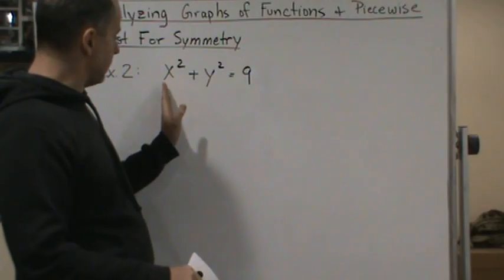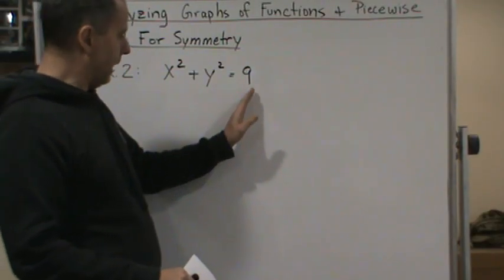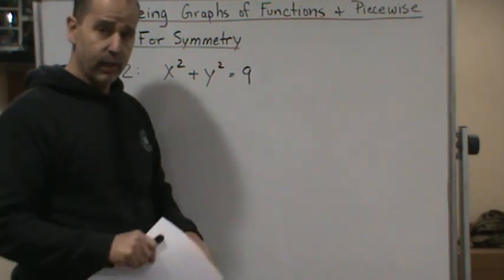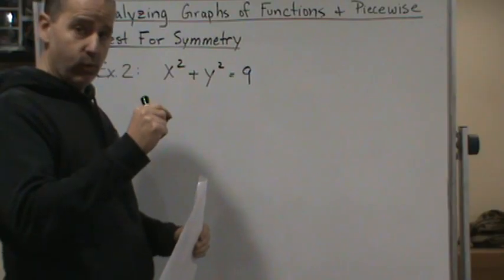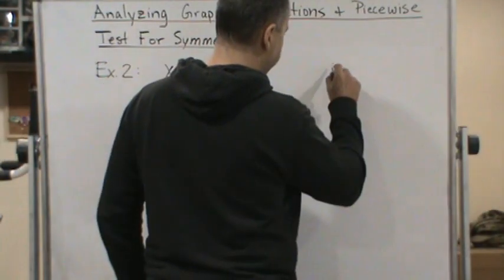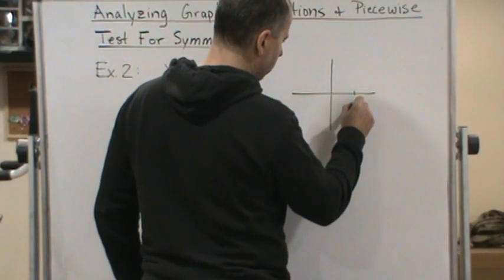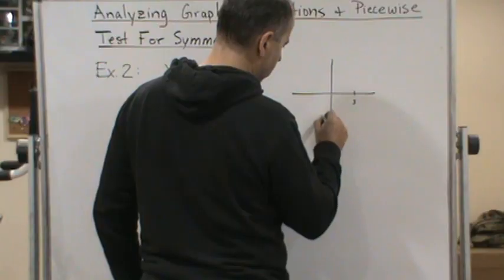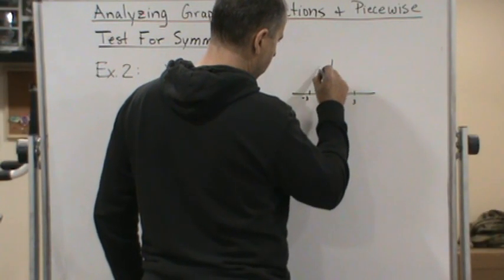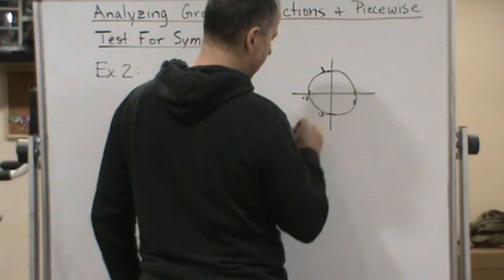The center is located at the origin and has a radius of 3, right? So this is a circle that is centered at the origin with a radius of 3. So right away, if I know, and it looks something like that, right?